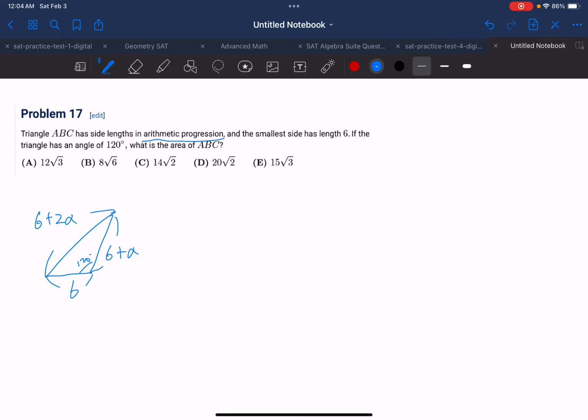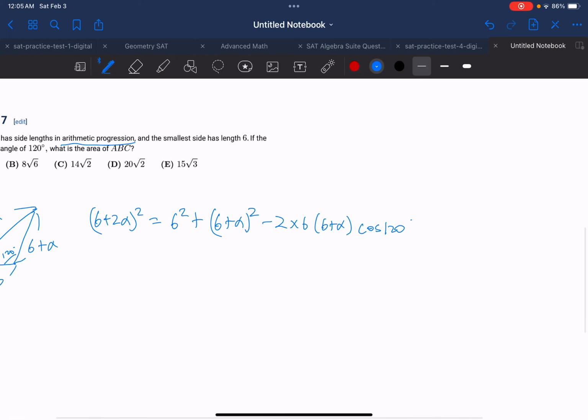Now, since we know three side lengths and an angle, we could use the cosine law: (6 plus 2 alpha) squared is equal to 6 squared plus (6 plus alpha) squared minus 2 times 6 times (6 plus alpha) cosine 120 degrees. From our CAST rule, or we could also just draw a cosine graph, cosine of 120 is -1/2.